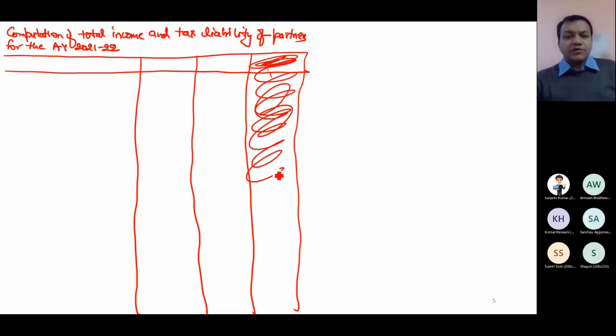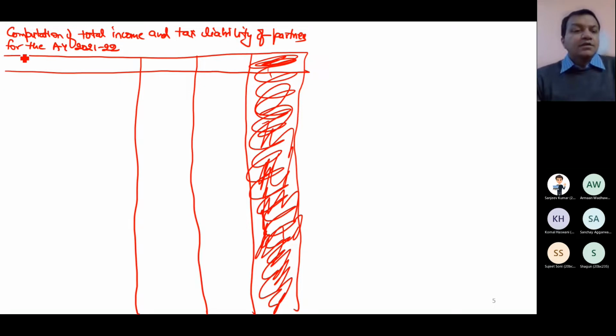So this column is not required. So the partners X and Y. Now start. First of all, going head-wise, is there any salary income of partners given?